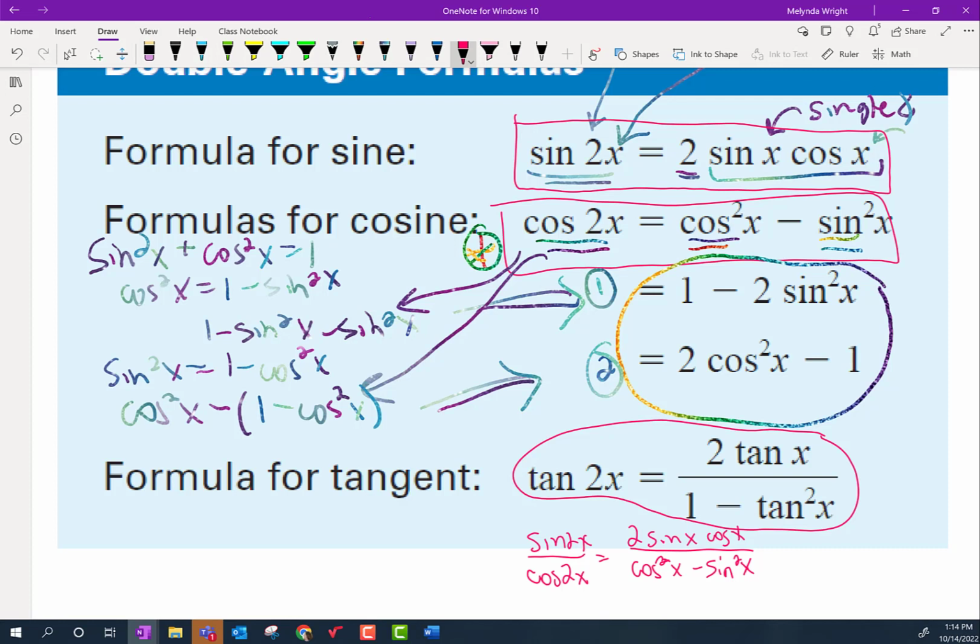The double angle formula for tangent starts out with the numerator is just 2 tangent. That's kind of nice. It's got a 2 in it. I kind of like that. And in the denominator, it's 1 minus tangent squared. So that's that formula.